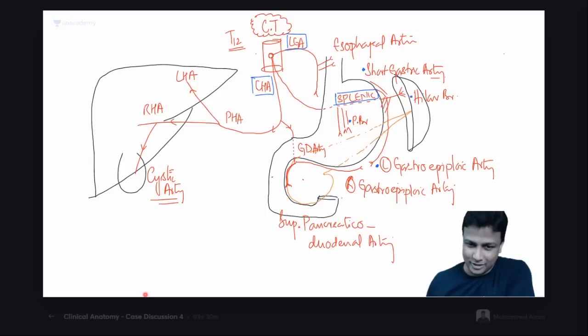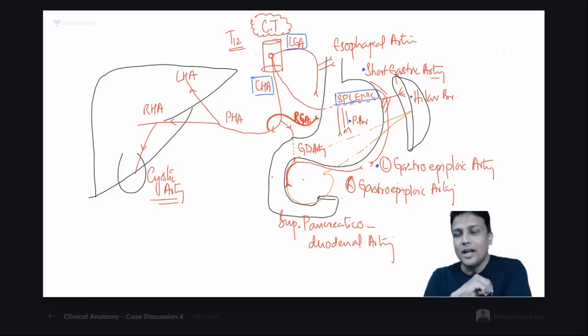Remember, my dear doctors, the proper hepatic artery is actually going towards the liver. Before going towards the liver, it gives rise to a branch here, and that is your right gastric artery. So that is the right gastric artery.